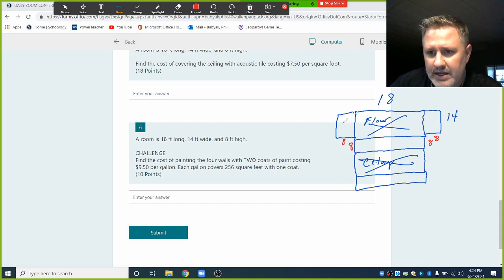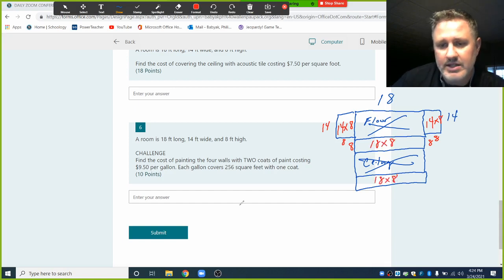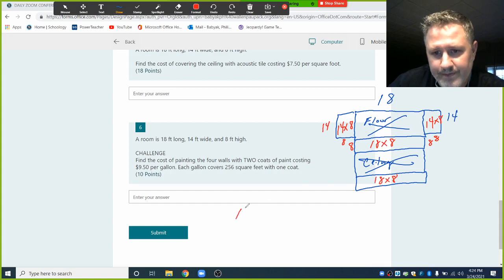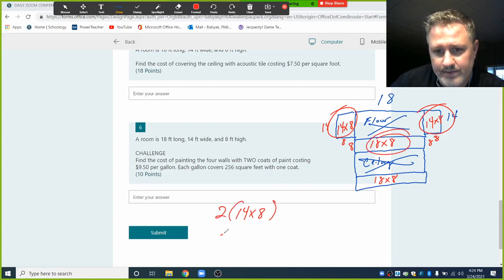I need to know the width of this too. Okay, so this is a 14 by 8. This is a 14 by 8, right? Now these are 18 by 8s. This is the 18 by 8. So these are my walls, right? I've got the 14 by 8, but I got 2 of them, right? Then I've got the 18 by 8, and I've got 2 of them.